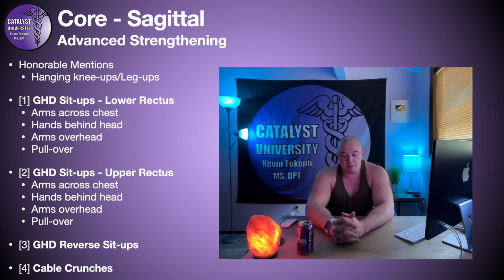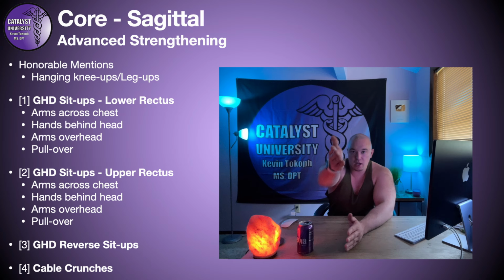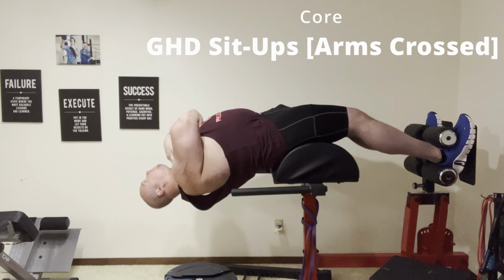And the first 2 of these are very similar to each other. They're both GHD sit-ups. It's just that one is going to be a little bit better at targeting the lower rectus abdominis, and the second's going to be better at targeting the upper rectus abdominis. And the way that you differentiate those has to do with the buttock position relative to the pad on the GHD machine. So let's take a look at the first GHD sit-up variation.